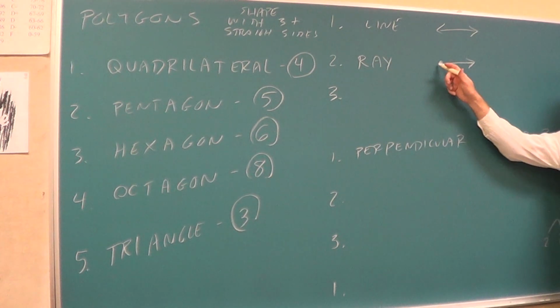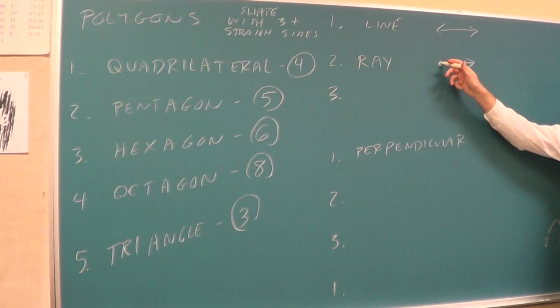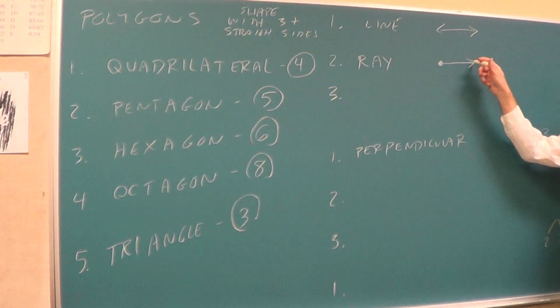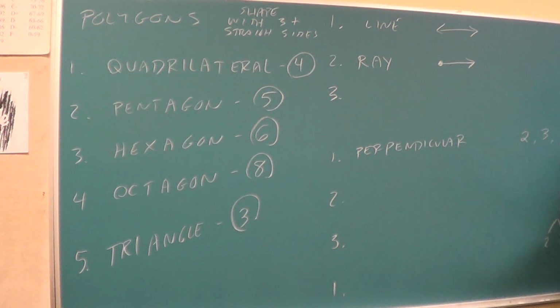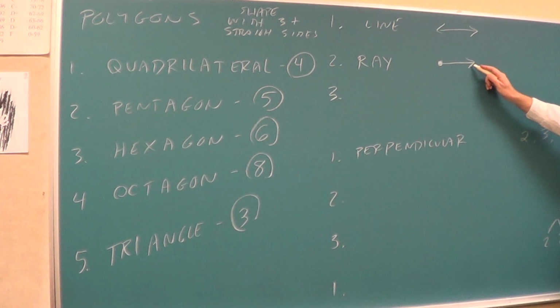Okay, so a ray has a start, like a ray of light would start at the sun and go all the way to us. Or it would start at that light bulb and come all the way and potentially forever. It may not stop. But we'd have a start point and it would go potentially forever. That's a ray.